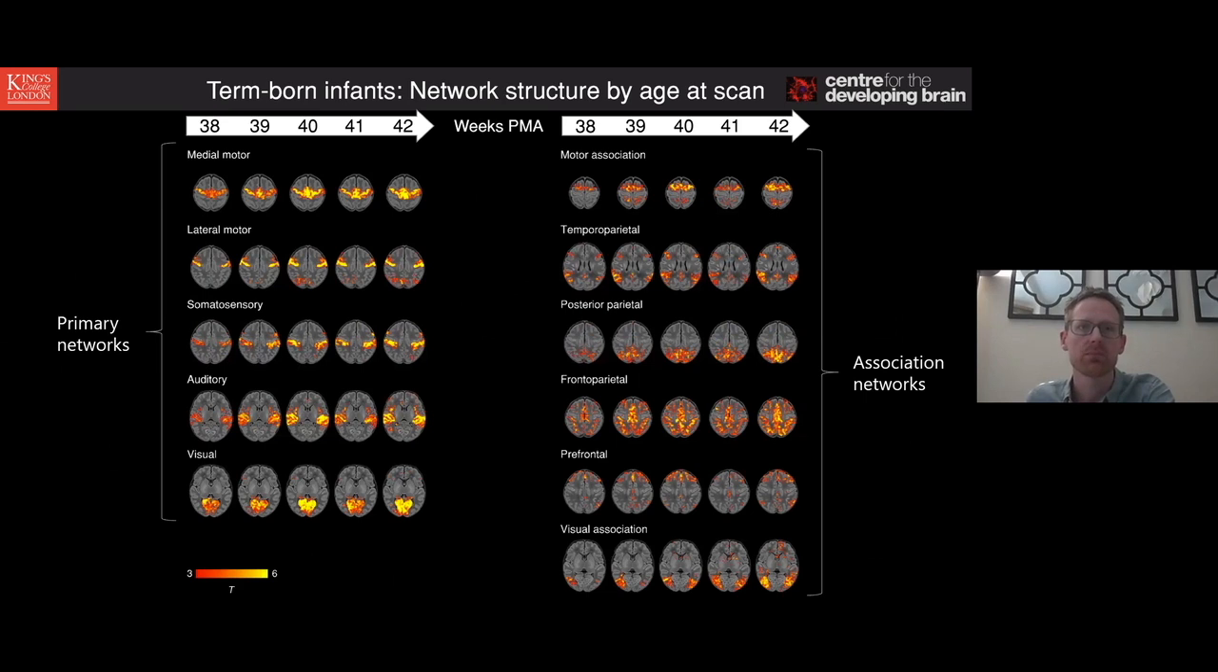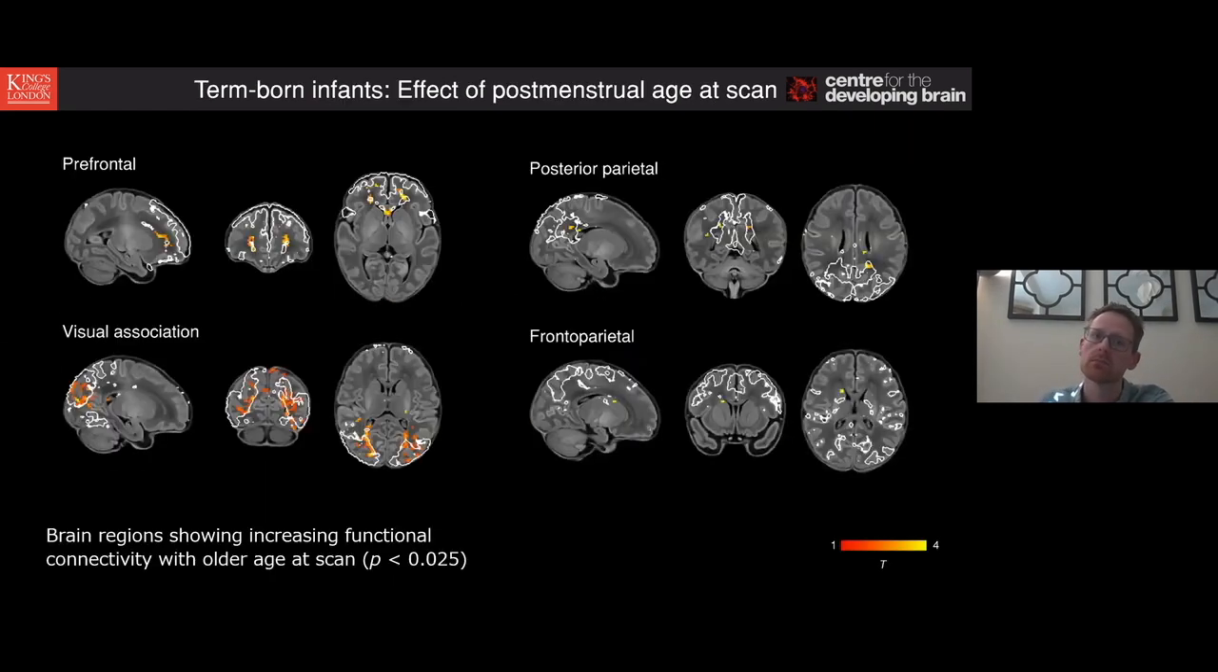So next, I'd like to present the subject level results, focusing first on network maturation in the term-born infants only. These maps show average network structure week by week according to age at scan. So you can see all the networks are there at 38 weeks, but there's a subjective impression of more conspicuous maturation week by week in the association networks.